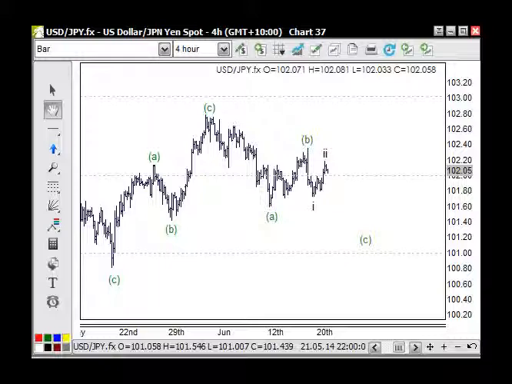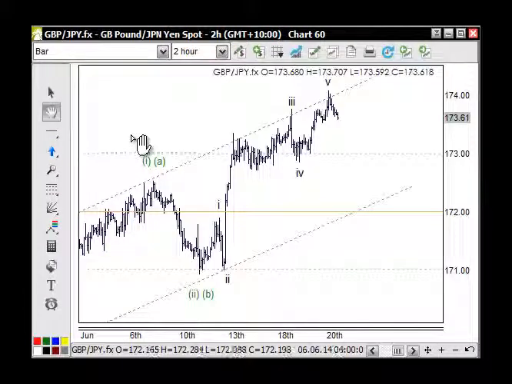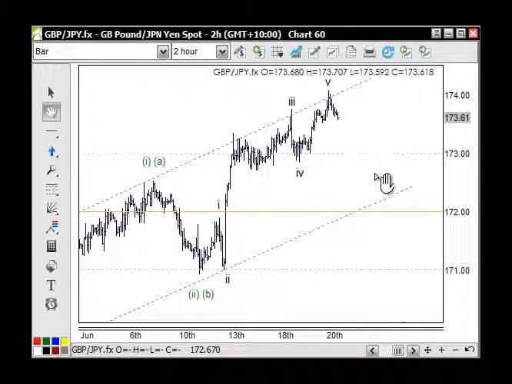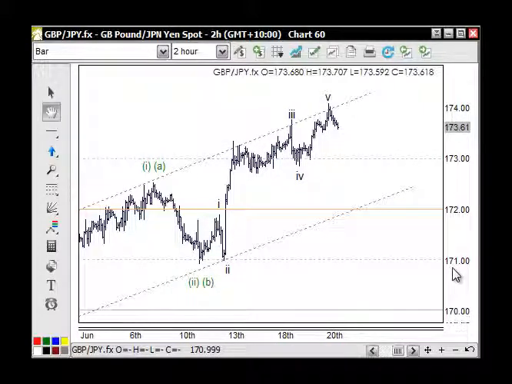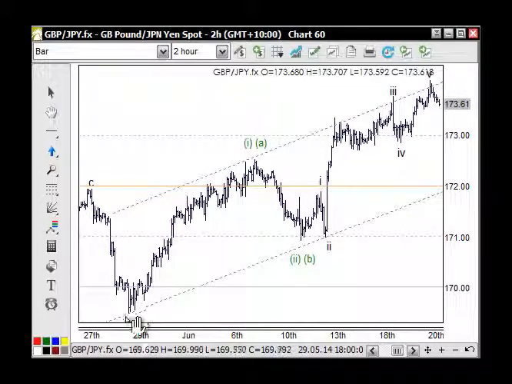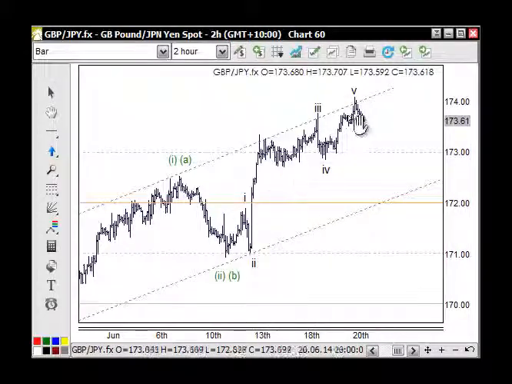Coming into the pound yen, we know that the pound is strong and the yen is weak, or about to be weak. So we could probably see this pushing up here a little bit further. But I've got this count here where I've got 5 waves up here, then the correction, and then another 5 here. So this could certainly be an A and a B and a C finishing here. So I'm just a little unsure about this situation.